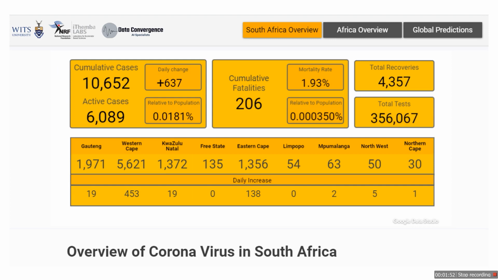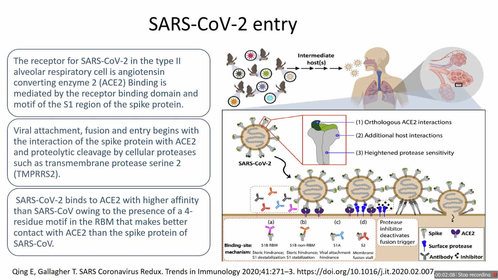So here is the final one to show you, 10,652 cases, and 1.93% deaths. It's important to realize that this is actually quite a low number. We are expecting this to go up. As we are getting more and more cases, what will happen is that we will not be able to help everybody. So let's move on, and talk about the entry of this virus, SARS-CoV-2.